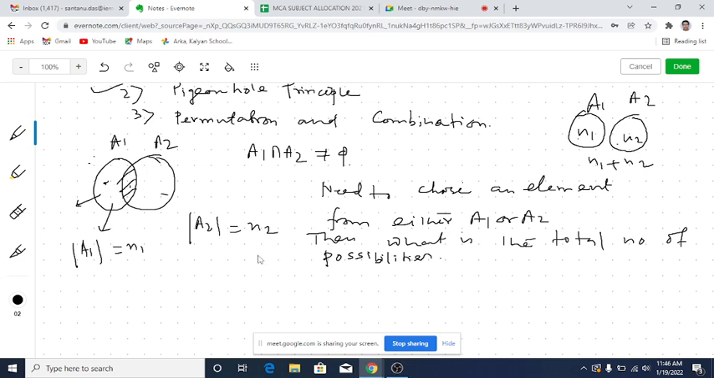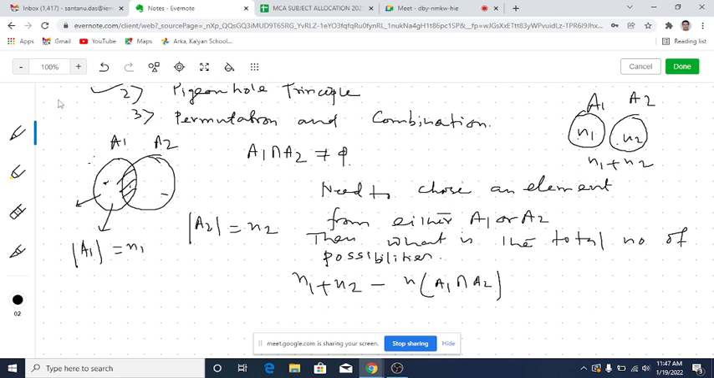So whenever we are finding the total possibilities, this will be n1 plus n2 minus the total number of elements in a1 intersection a2. We need to discard this, because whenever we are choosing elements from a1, we are choosing from the common portion. Similarly, whenever we are choosing an element from a2, it might be in the common portion. So the common portion is counted twice. That's why we need to subtract this. Is that clear?